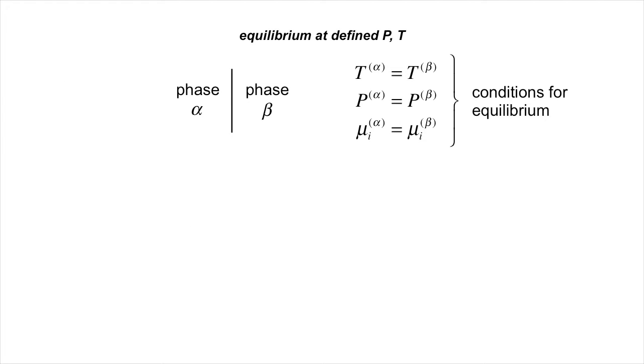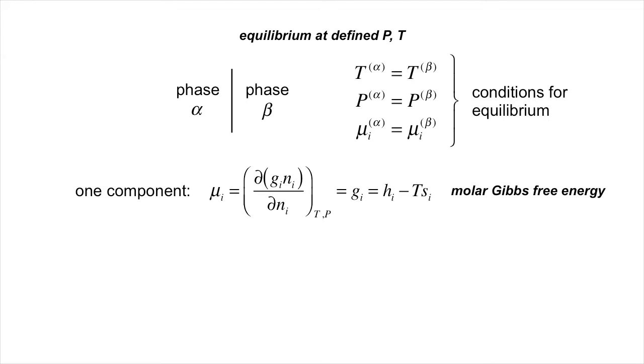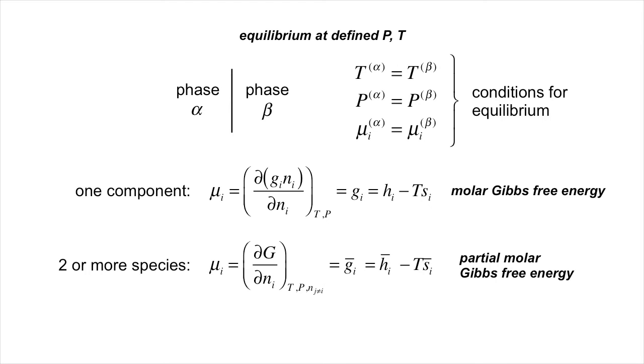These considerations lead to the following general conditions of equilibrium between two phases at thermal, mechanical, and chemical equilibrium. For any two phases alpha and beta, the temperature, pressure, and chemical potential of all species must be the same in both phases. For a single component at defined temperature and pressure, the chemical potential is the molar Gibbs free energy, as we discussed in the previous episode. What we're adding here is that for two or more species at defined temperature and pressure, the chemical potential of each species is the partial molar Gibbs free energy for that species.